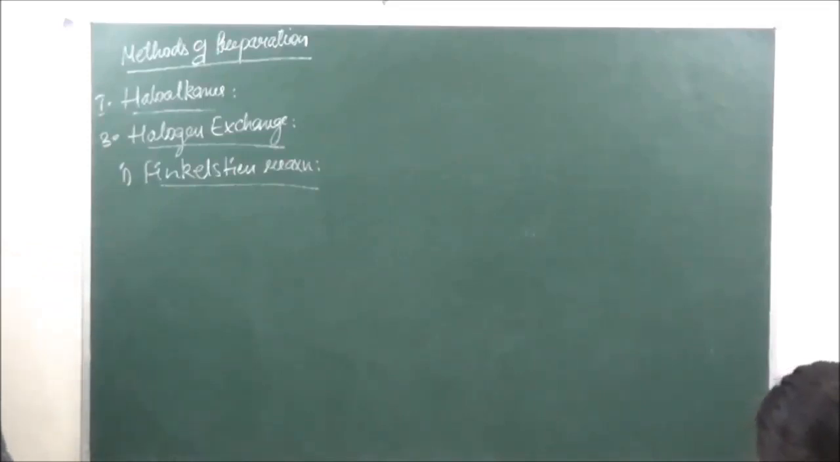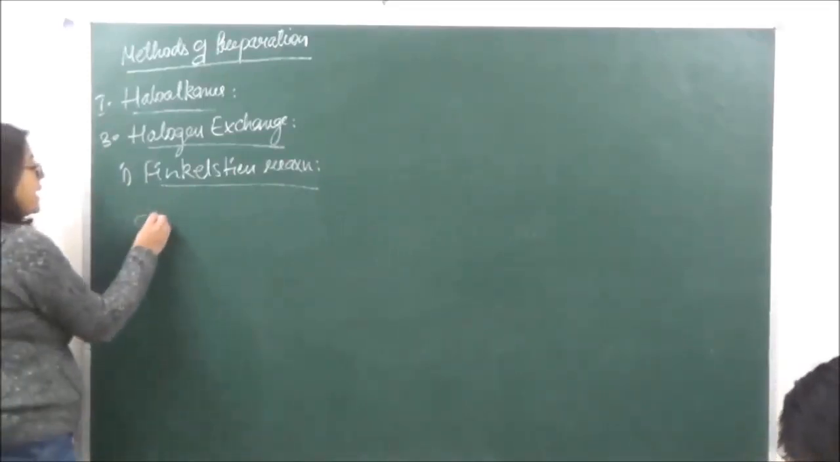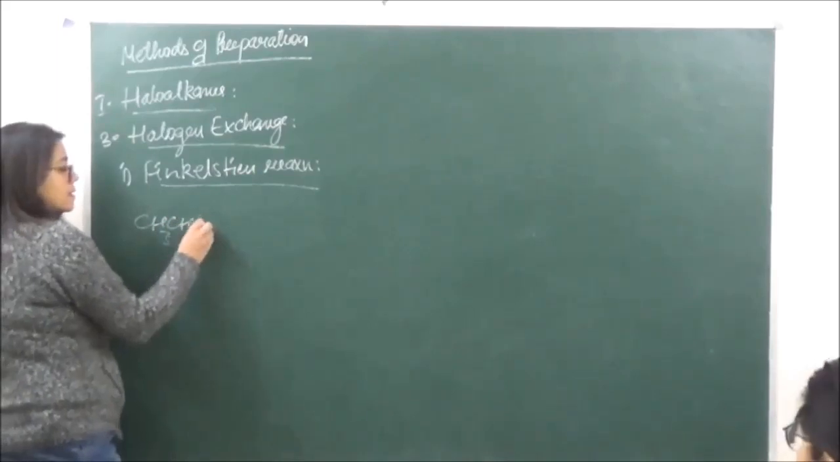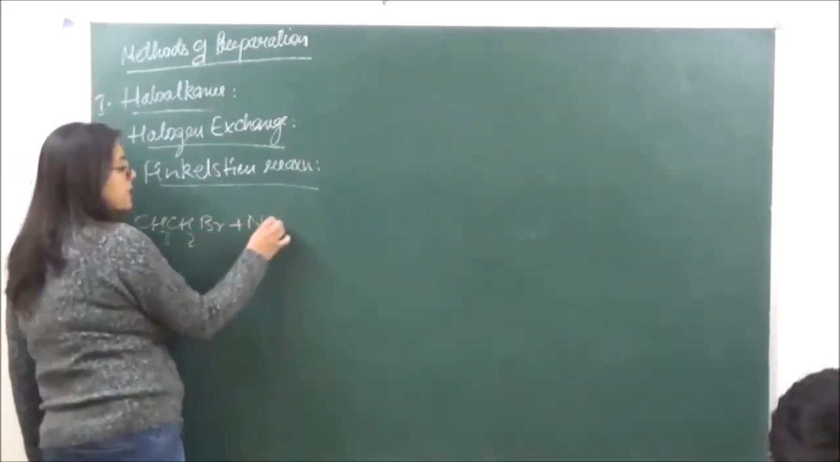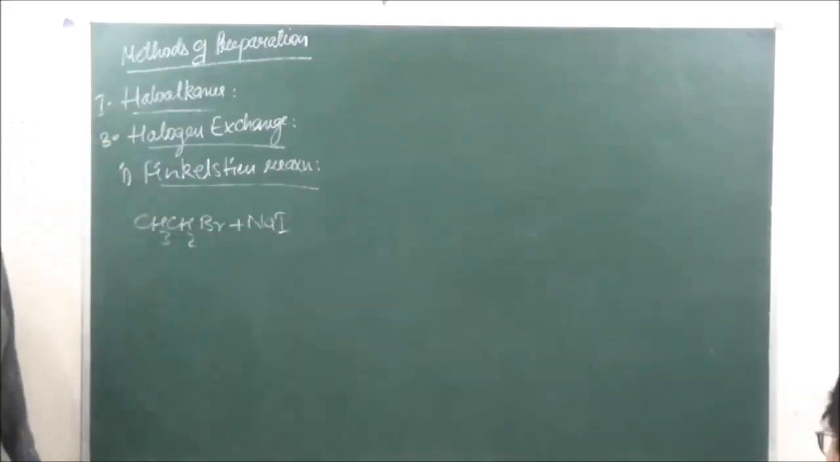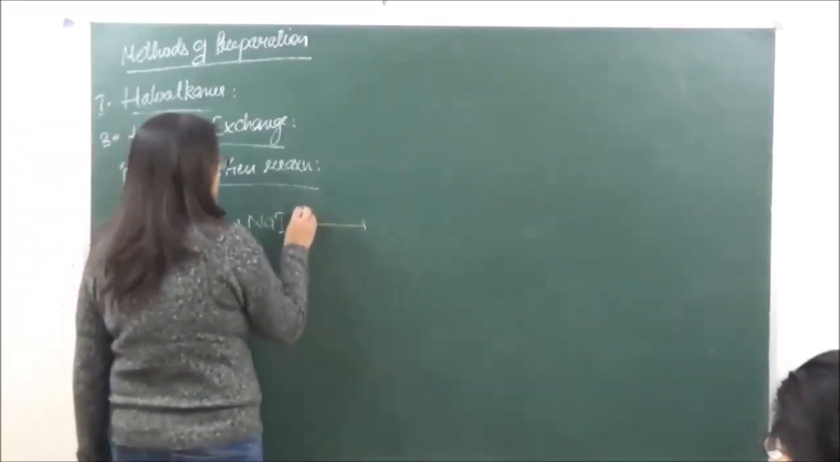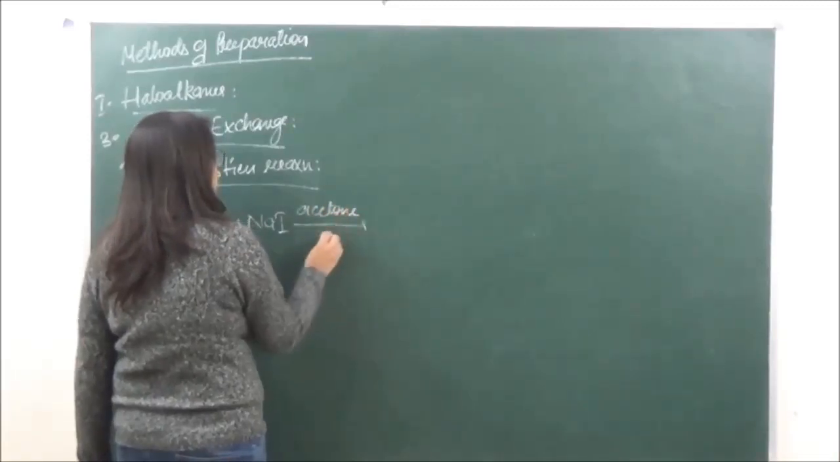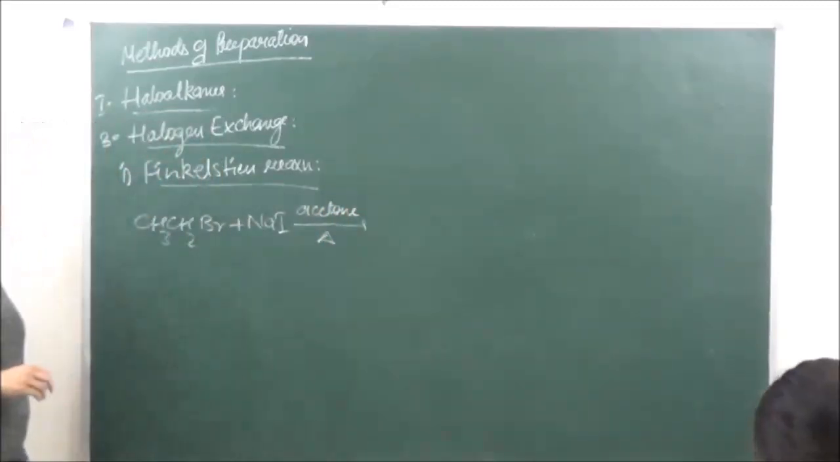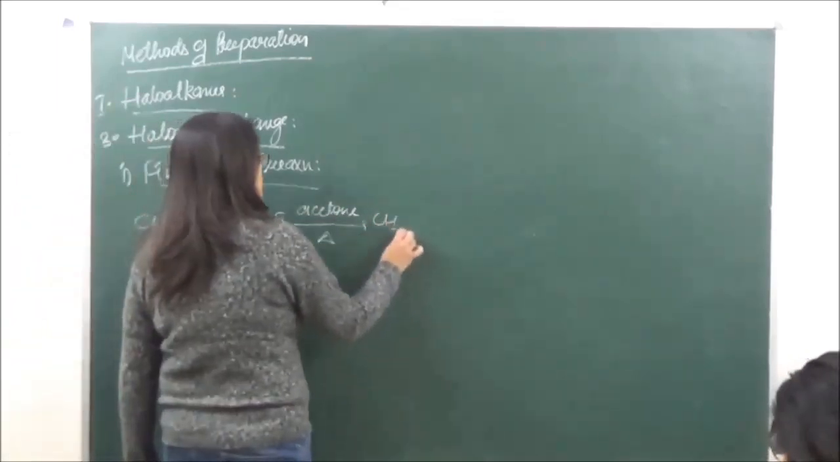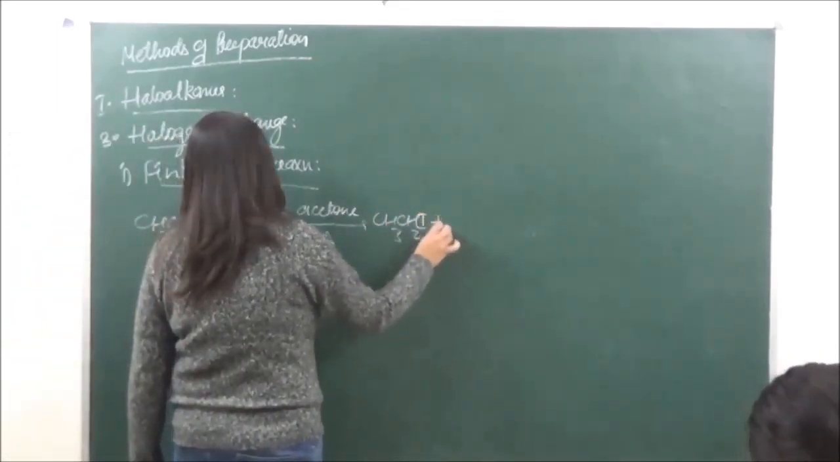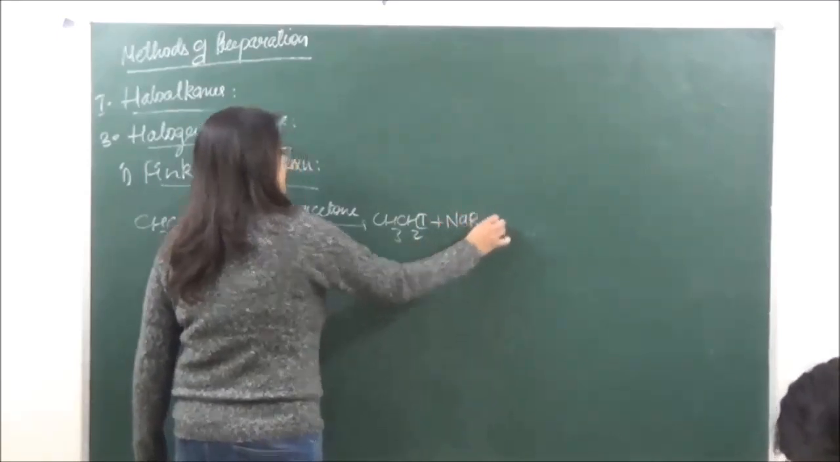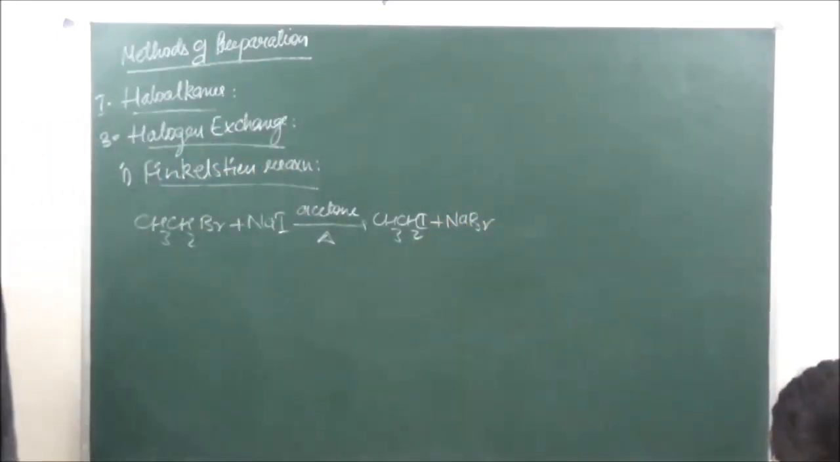Finkelstein reaction. Finkelstein reaction में हम लोग NaI के साथ react करते हैं to replace bromine by iodine. The reaction takes place in presence of acetone, and we heat it. So we are going to get CH3, CH2, I plus NaBr. So this is known as halogen exchange reaction. ठीक है? Similarly आप उसके साथ भी कर सकते हो, क्लोरो के साथ भी कर सकते हो. This is what we are going to get here.